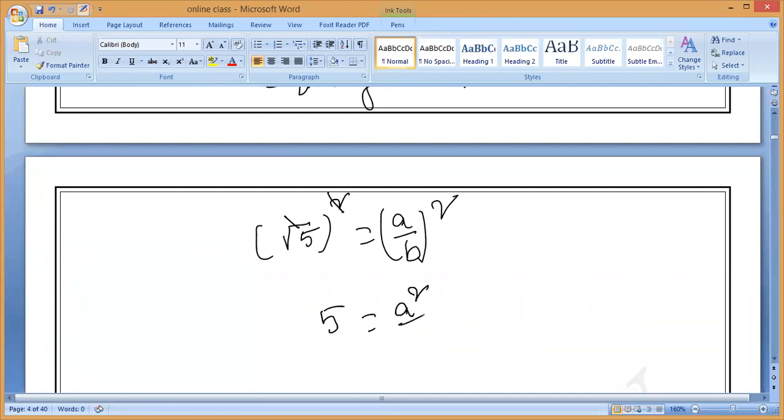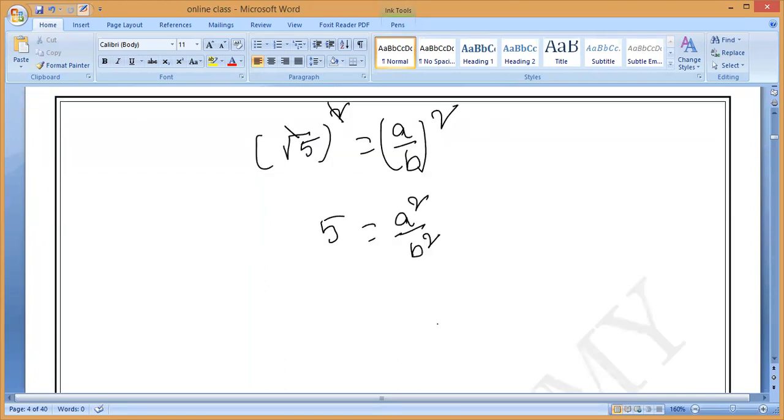Root cancels, ma'am. 5 is equal to A square by B square. Next step. 5 goes to the other side: 5B square is equal to A square. Write the equation for A square and B square individually. First A square. What is the equation? A square equal to 5B square. Let this be our equation 1.